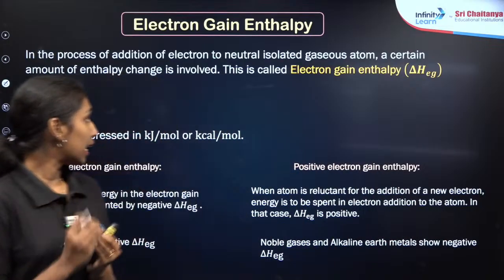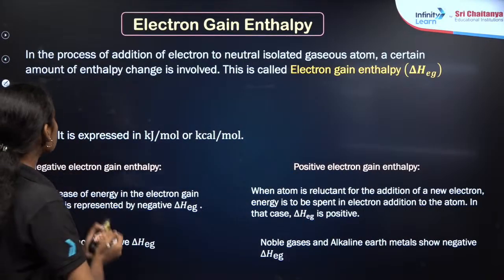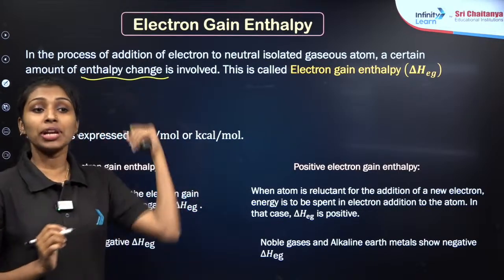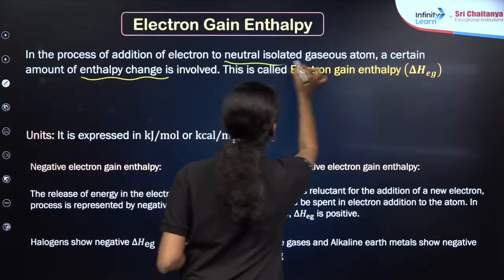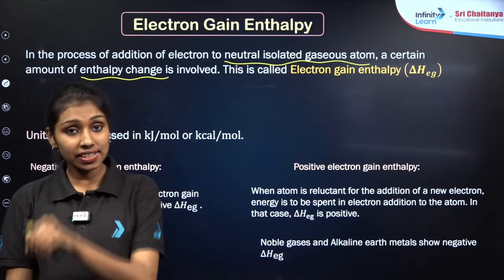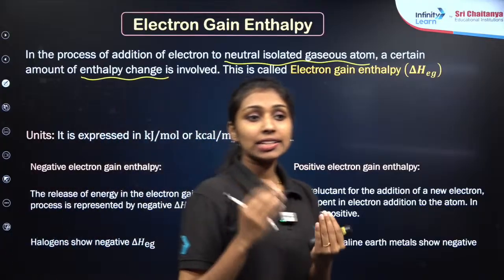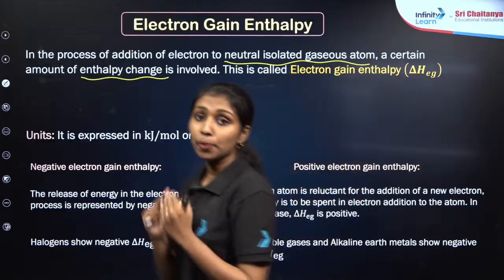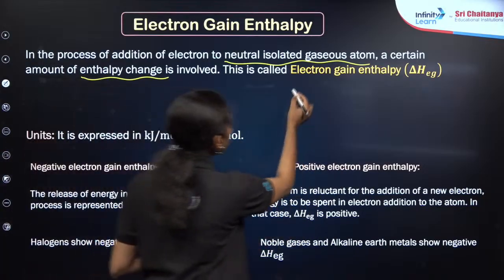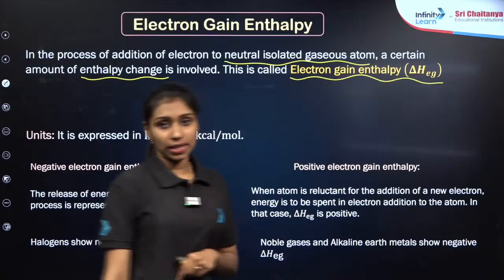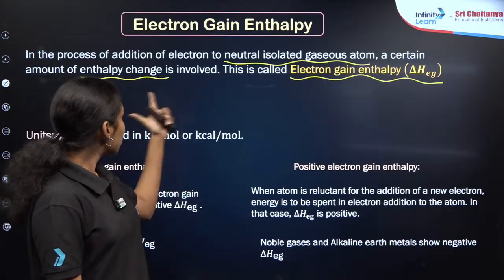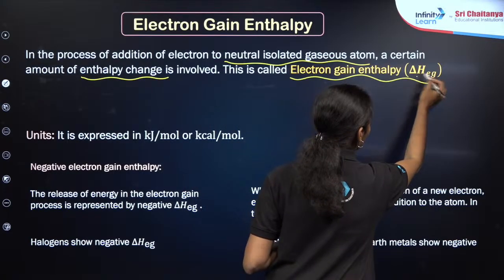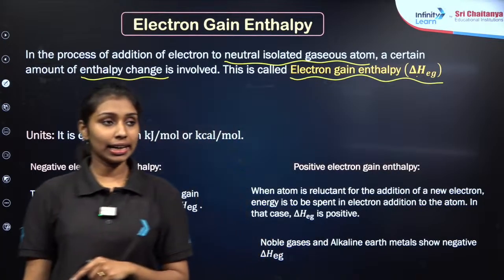Similarly, this is also the energy change or enthalpy change, right? That is, it is the enthalpy change that happens whenever an extra electron is added to a neutral isolated gaseous atom. Whenever an extra electron is added, there will be some energy change, whether positive or negative. That type of energy is known as the electron gain enthalpy. While gaining the electron, it requires some energy, whether absorbing or releasing. It is represented by delta Heg. Delta H is the representation of enthalpy, and eg represents the electron gain. Clear?